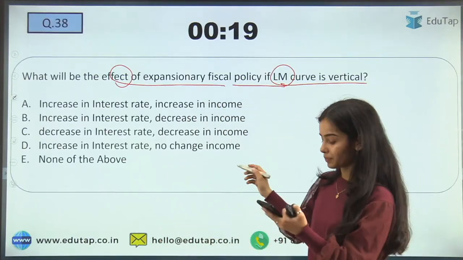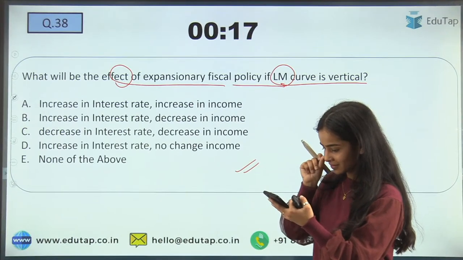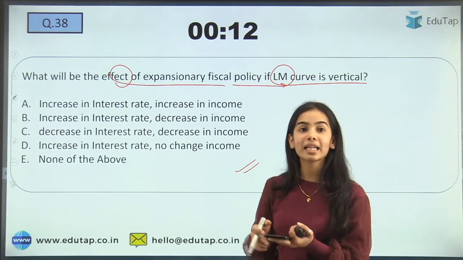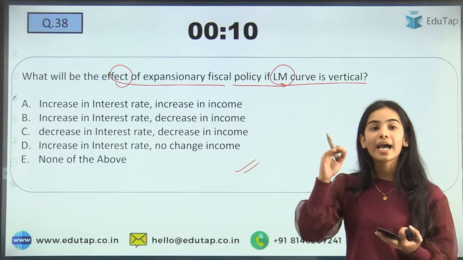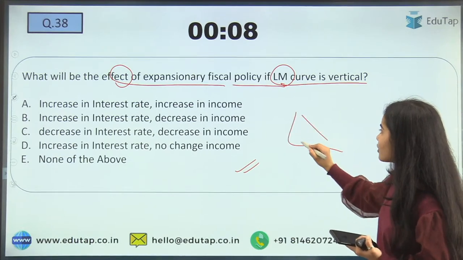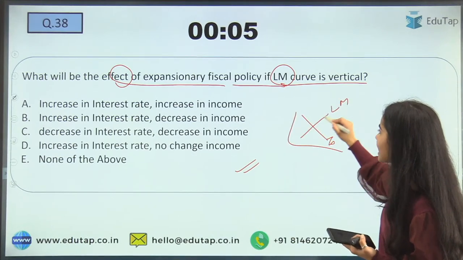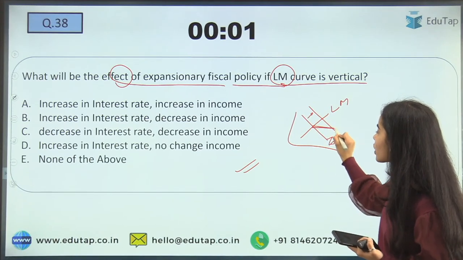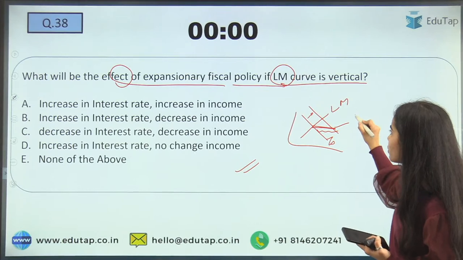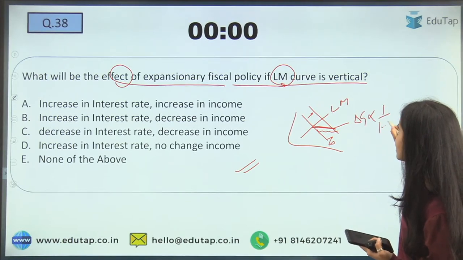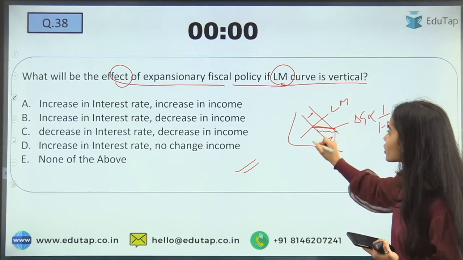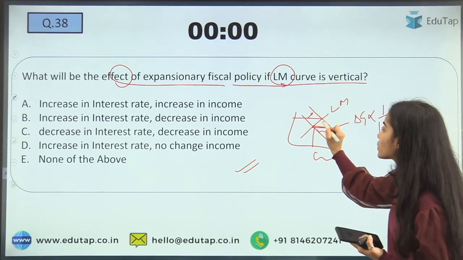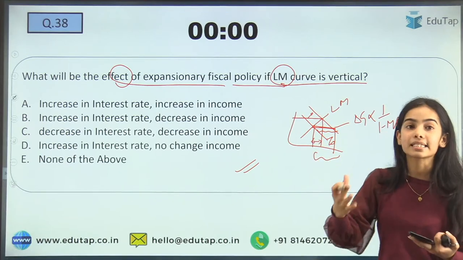So the next question is this one. I hope now you are able to understand the previous one, that when the IS is shifting upwards, the income is increasing, but not to this much. This is the full multiplier. If the income would have changed to this much, that is the full multiplier effect. But the interest rate is also increasing, so the income is increasing, but less.